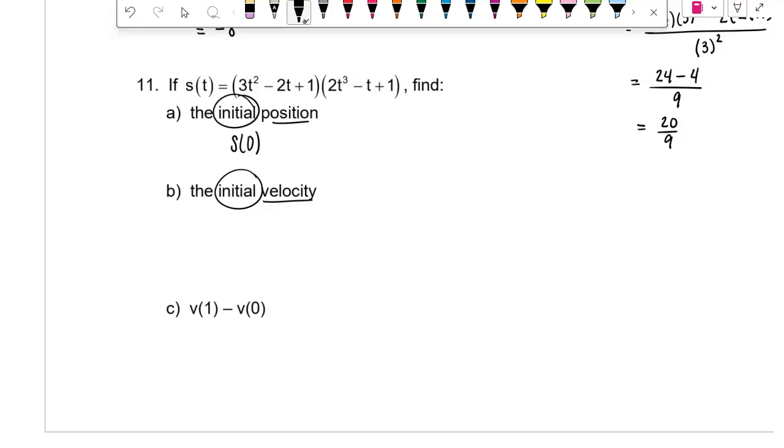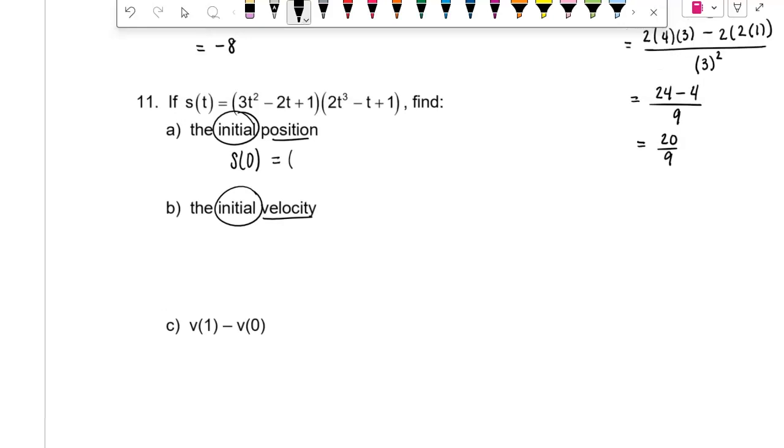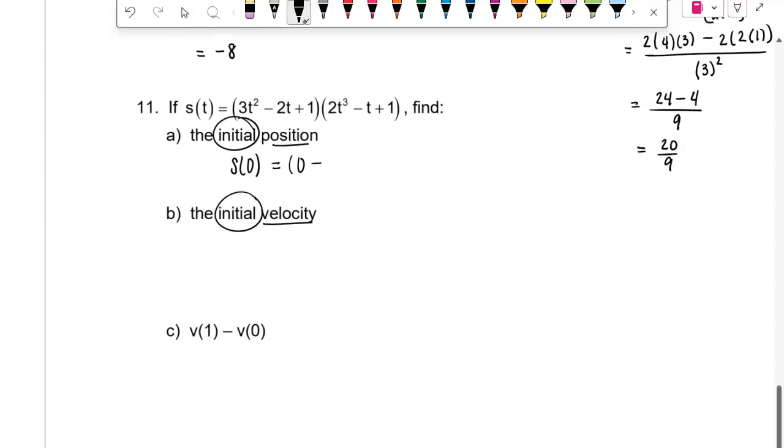And I've got space in the back of the very last page of your packet on page 20 if you wanted to put that really important vocabulary: initial position is when t equals 0. The initial velocity is when t equals 0. Whenever you're using 0 and plugging it in for t. So the initial position is going to be 0 minus 0 plus 1 times 0 minus 0 plus 1. Essentially, we've got 1 times 1, which just equals 1.